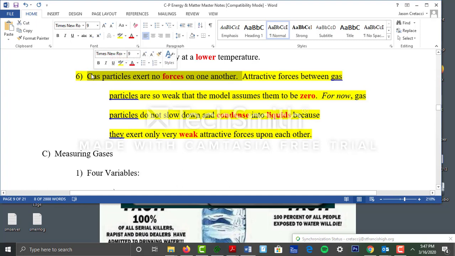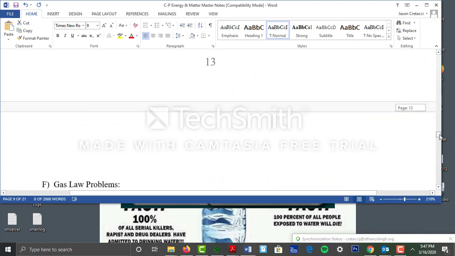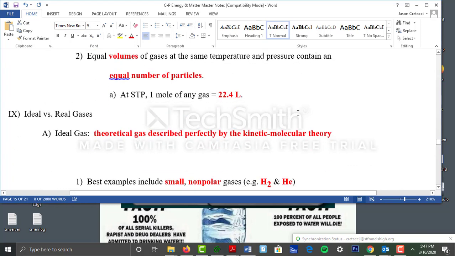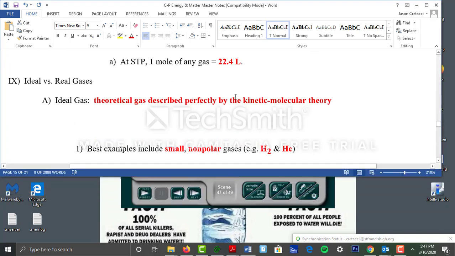But that's not to say that gases don't liquefy. We know that there's liquid nitrogen. We know that dry ice exists, and those things wouldn't exist unless there were attractive forces between the gases. All right, so let's go back to the ideal versus non-ideal conditions. An ideal gas is theoretical in nature, but there are gases that come close to being perfectly described by this theory, and those are gases that are really small and nonpolar. That means they take up as little space as possible, and they have the weakest attractive forces, and the best two examples are hydrogen and helium.